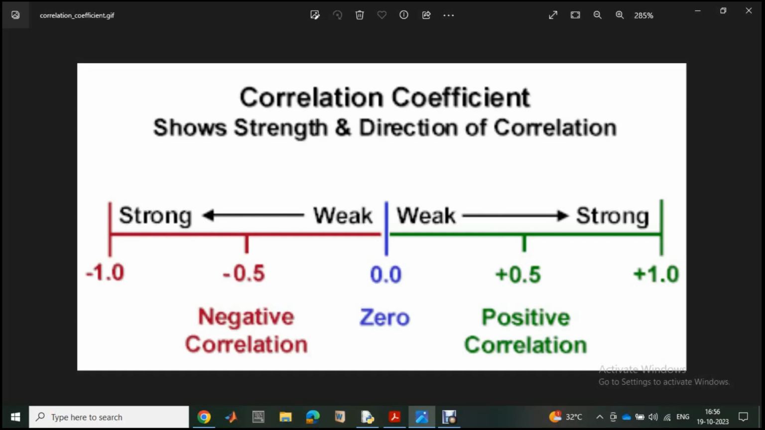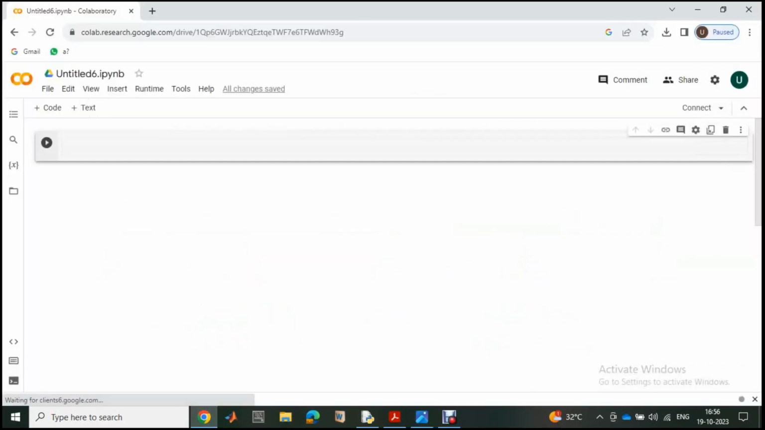Now Python provides a direct function to calculate this correlation coefficient. Let us see how we can make use of Python in estimating and calculating the correlation coefficient. Let us go back once again to Google Colab. This correlation function is also available in the Python statistics library. So first let me import statistics as st, a shortcut I'll use here.